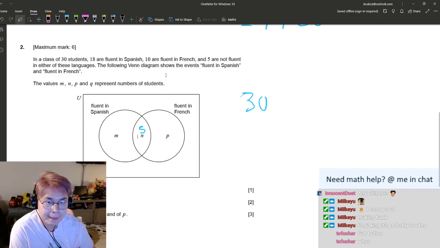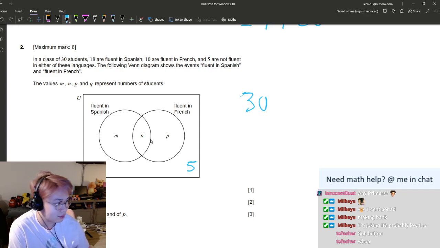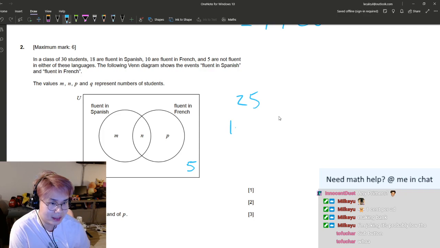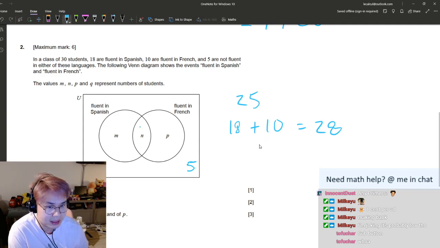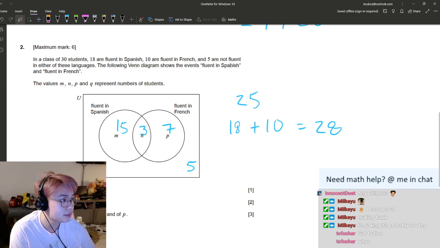Okay. Wait, what am I doing? This is not 5. People that are not fluent don't belong in the circle. So that means that there are 25 people fluent in languages. Now the thing is that there's 18 fluent in Spanish, and 10 fluent in French, which is 28 people. That doesn't make sense given that we have 25 people left in the class, so there's an overlap of 3. So 3 people can speak both Spanish and French fluently. From here, it's easy to figure out the rest. There's 18 that are fluent in Spanish, and we know that 3 are also fluent in French, so there's 15 that are just fluent in Spanish. And likewise, this needs to be 7, because 3 plus 7 is 10.